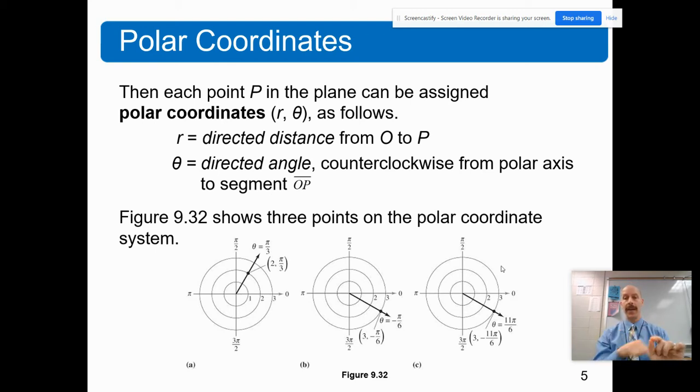You could also do negative representations. If you look at the third example there, we could say that that is (3, 11 pi over 6), or you could even call it (3, negative pi over 6).